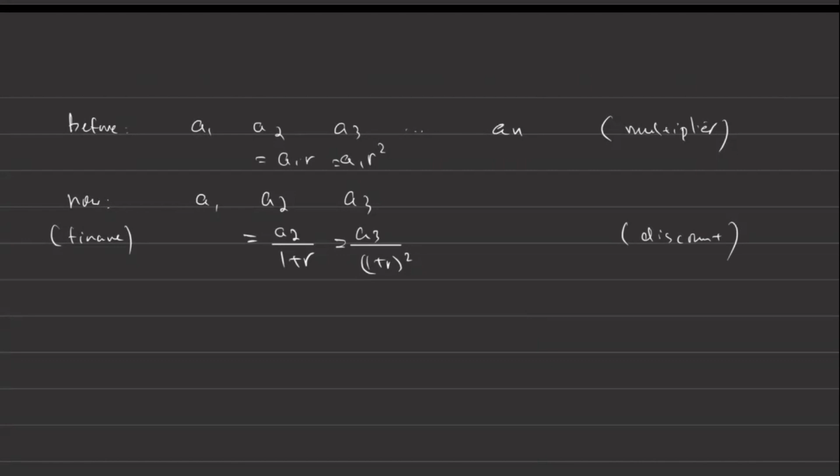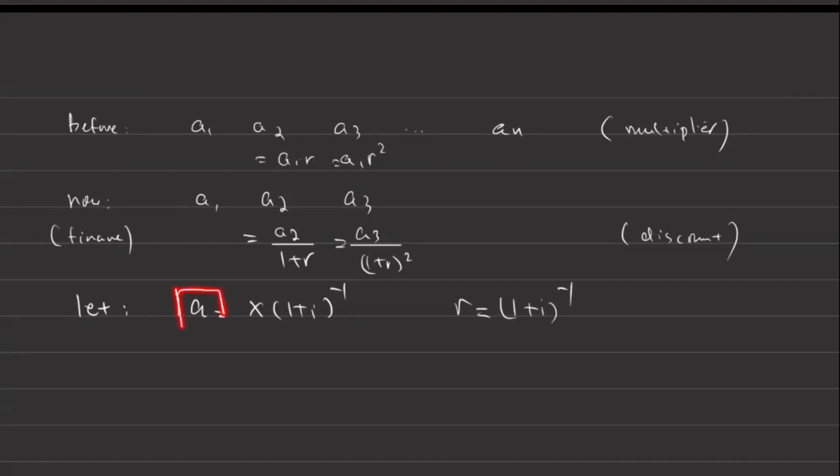So then what's really going to happen is we need to do a change of variables. We need to let A be x times (1 plus i) to the power of minus 1, and r be (1 plus i) to the power of minus 1, right?